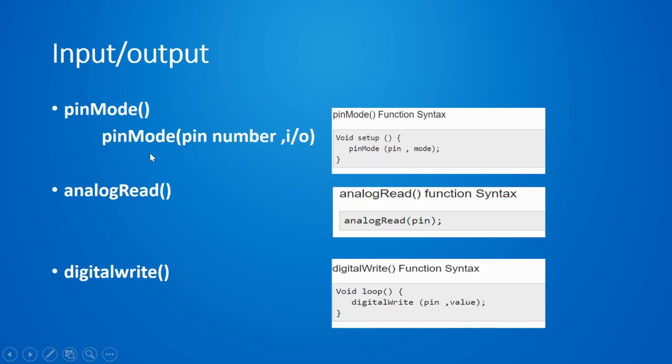So input and output. You can see pinMode, analogRead, digitalWrite. You can see the syntax here. Basically pinMode is written inside void setup, and the analogRead function is written inside the loop. Here you can see the digitalWrite syntax, it is written inside the loop, as digitalWrite pin, value. The pinMode command is used to set pins as input or output. analogRead is used to read the analog signal of a pin. digitalWrite takes 2 parameters: the pin number and either HIGH or LOW.